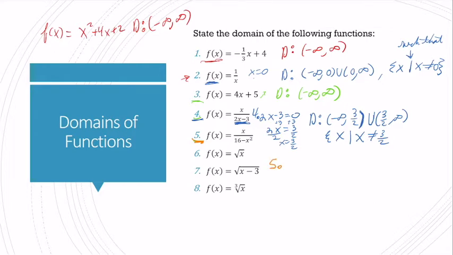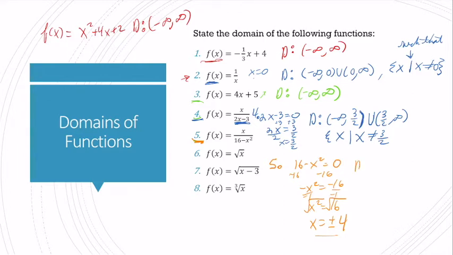So for problem 5, I have 16 minus x squared. So I'm going to go ahead and set that denominator equal to 0. I'm going to subtract 16 from both sides. Negative x squared equals negative 16. Divide by negative 1. x squared equals 16. I take the square root of both sides. I get x equals plus or minus 4. Right? If I take the square root, my result is going to have a plus or minus 4. So that means that the two values that are being left out of my domain are when x is negative 4 and when x is positive 4.